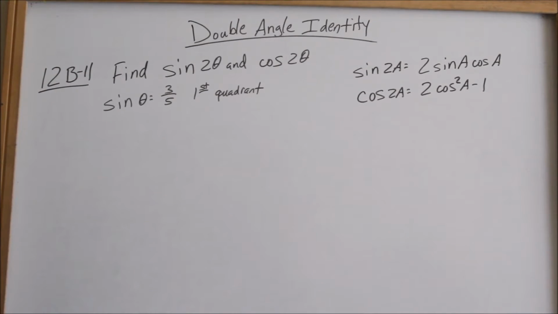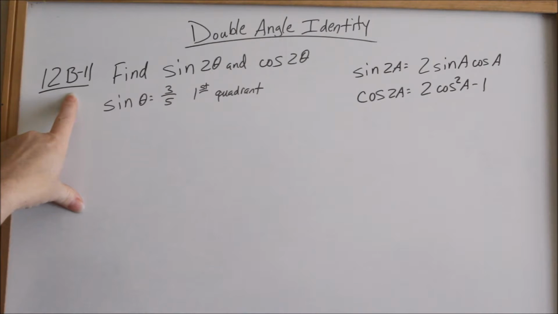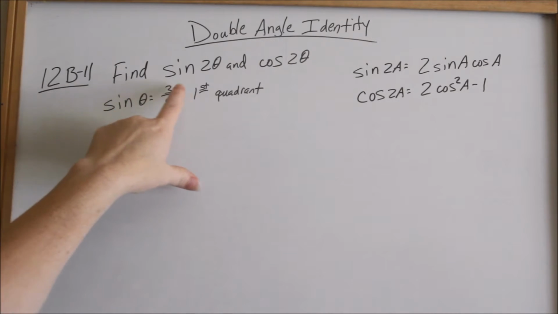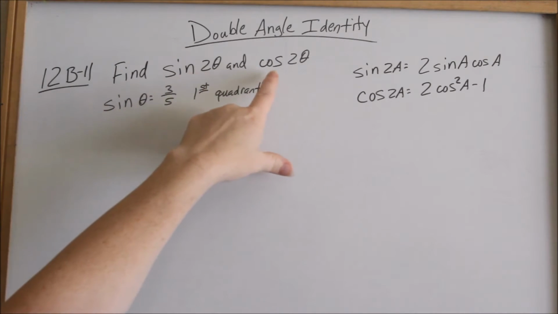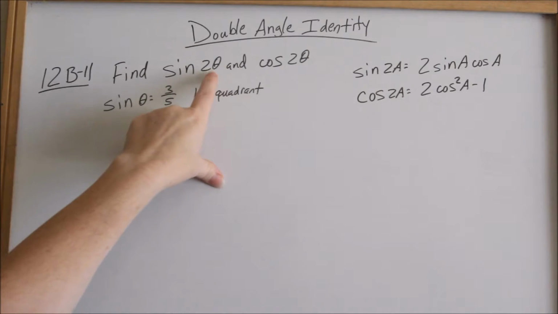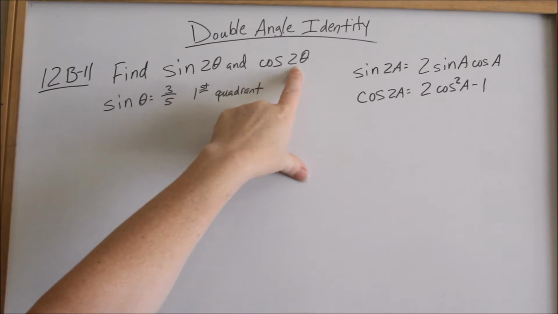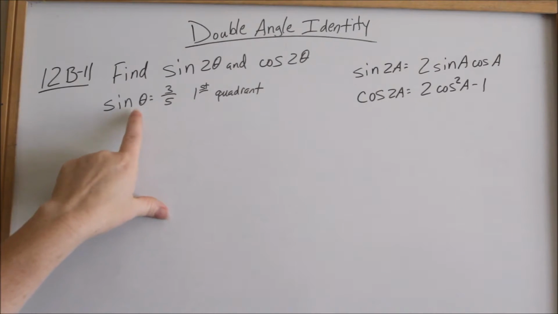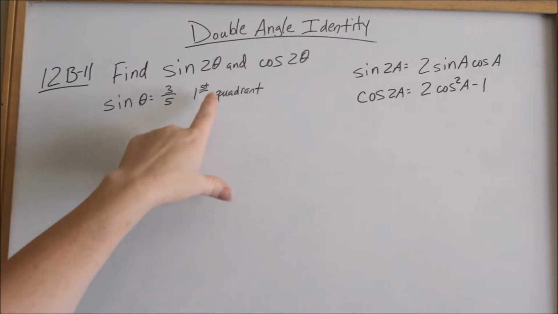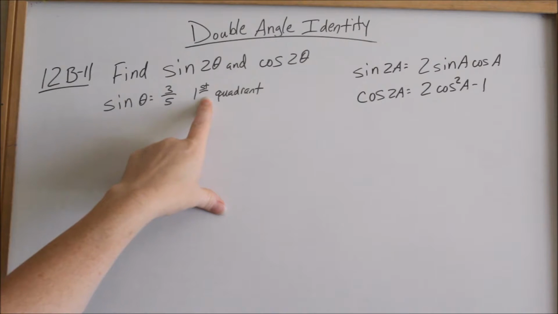Okay, this is another type of problem that you will encounter when doing double angle identities in 12b11. They're asking you to find sine of 2 theta and cosine of 2 theta. You need to really watch for this. This is double angle identity. And they're giving you that sine of theta is 3/5, and they're telling you it's in the first quadrant. When they tell you in the first quadrant, you should be jumping for joy because that's the positive world. Everything is positive in quadrant 1.